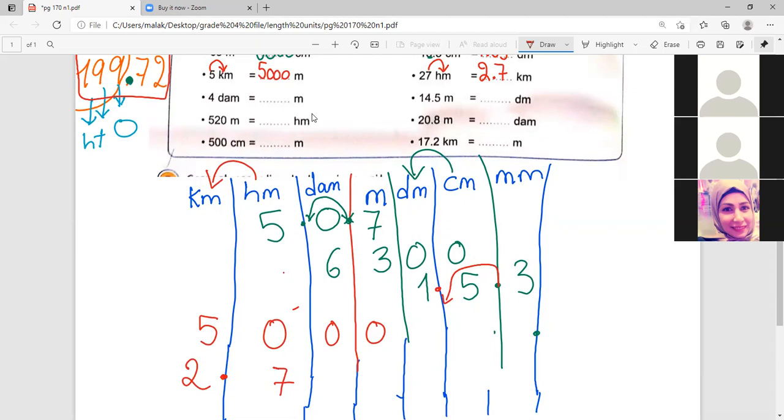Tiba. Yes. 4 deca convert to meter. We put 4 at deca. Then go to meter. We fill it with 0. So the answer will be? 40. Bravo, Tiba.